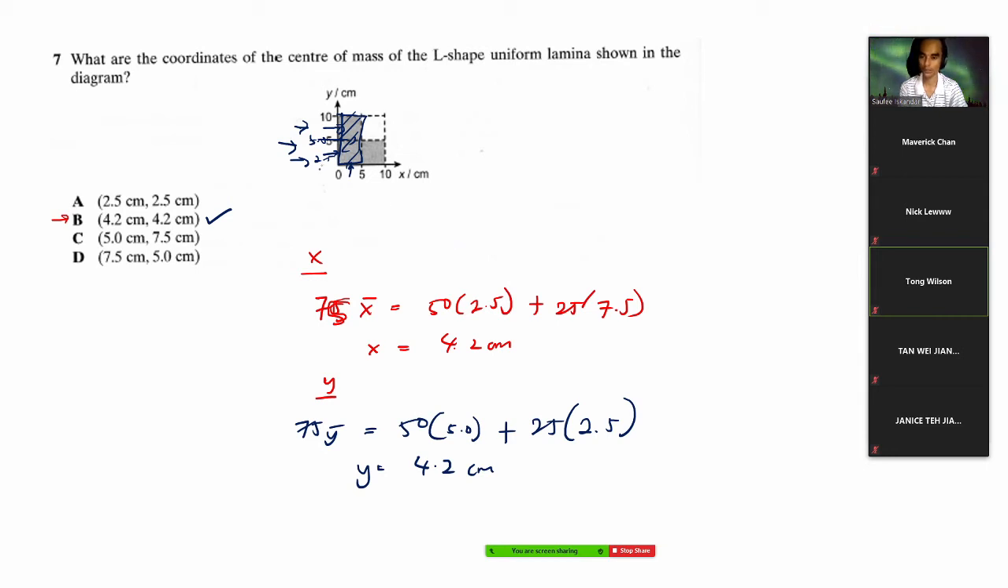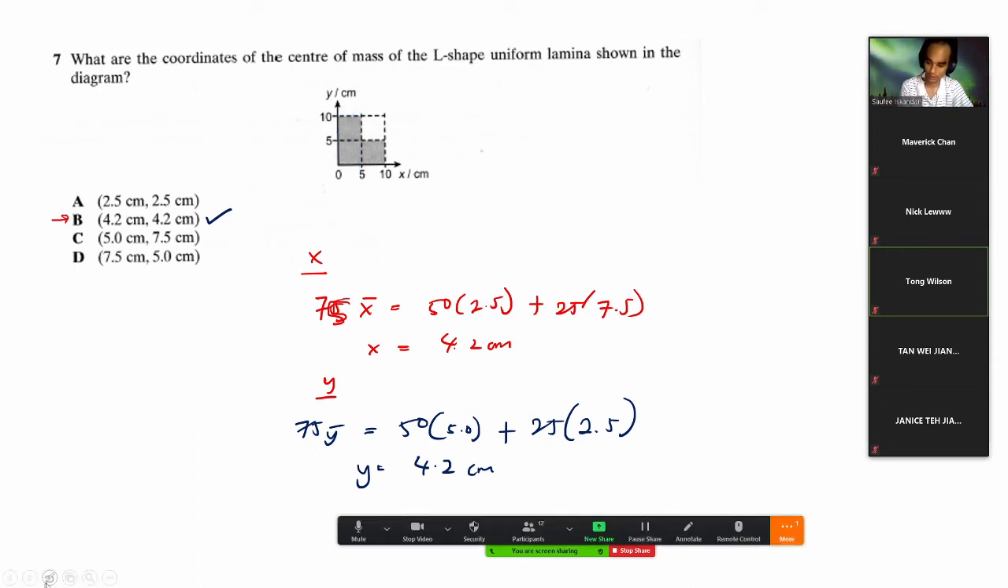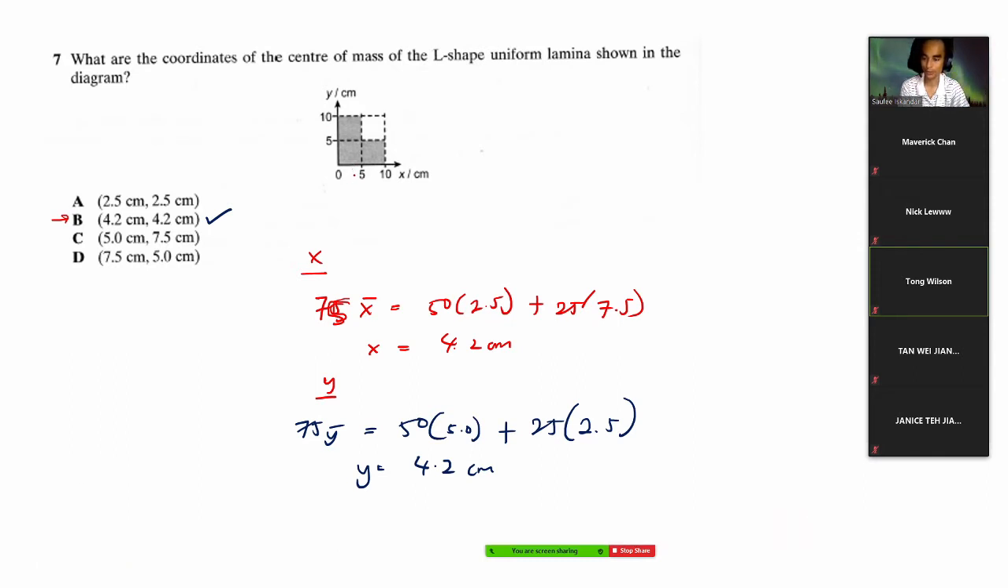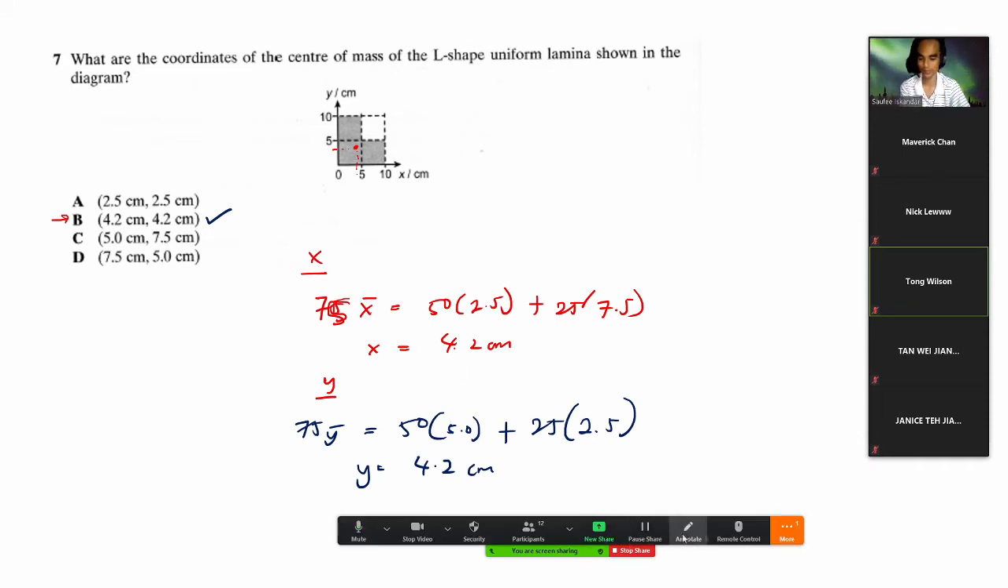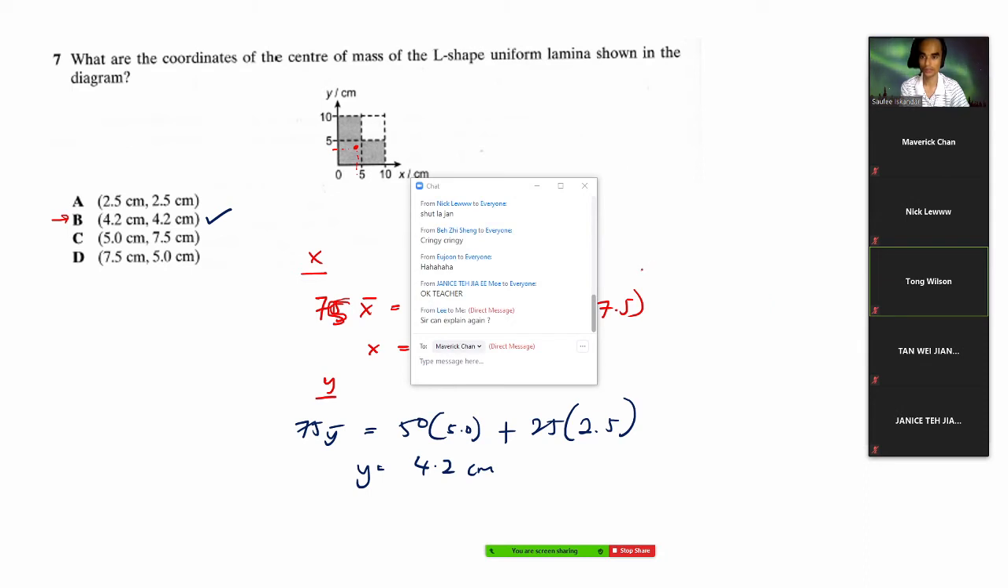Okay. So actually, if you point at this 4.2, 4.2 centimeter over here and 4.2 over here, and you put a pen or a pencil there, the thing will be balanced on it because of the center of mass.